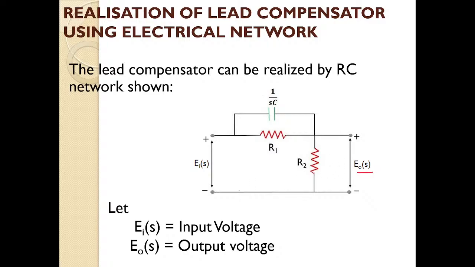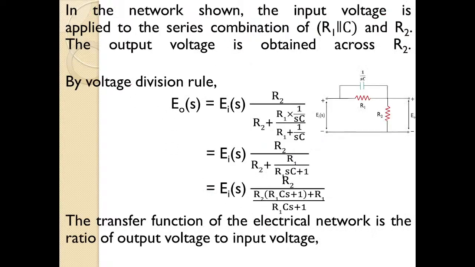Here, if I want to determine the output voltage, I can implement the voltage division rule. So E naught of S is equal to the total voltage Ei of S into, since E naught of S is across R2, self resistance R2 by R2 plus the opposite resistance.